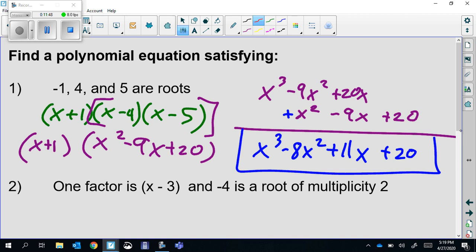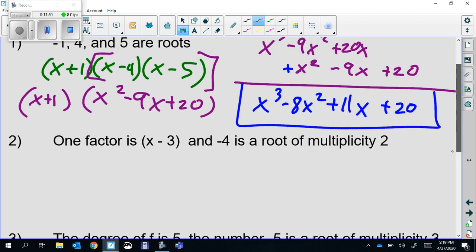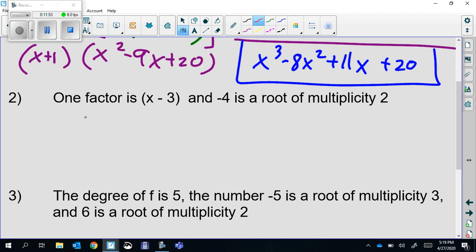All right, another one, very similar question. We have a factor of x minus 3, and then it says negative 4 is a root with multiplicity 2, which means that happens twice. Which means if it's negative 4, that'll be x plus 4, and it happened twice. So write it out twice.